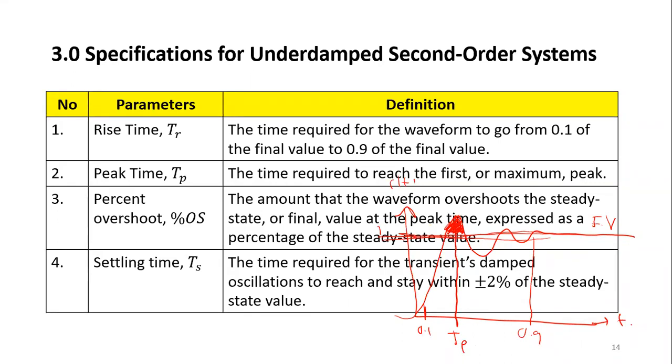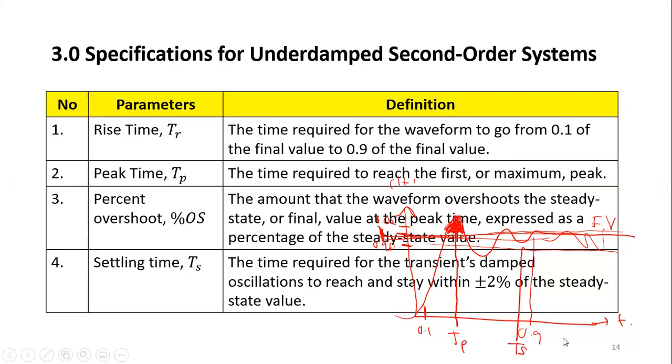The settling time is the time required for the transient damped oscillation to reach within 2% of the steady state. So we're talking about somewhere between these, we have the desired one. 2% is 1.02 or 0.98. As long as the response reaches somewhere in this area, then we can mark it as Ts, the settling time, the time it is settled.